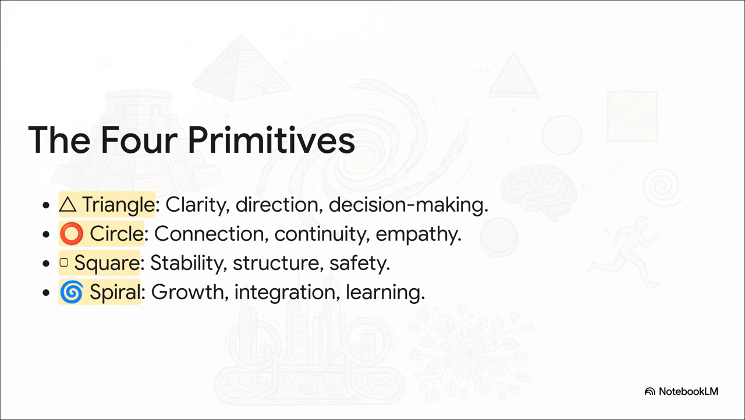Okay, so that's the physics, but how does this apply to us, to our minds? Well, here's where it gets really interesting. The theory proposes that our consciousness actually uses a kind of geometric language. It says we use these 4 primitives to build our thoughts. So the sharp focus of a triangle is mapped to decision-making. The inclusive, connecting nature of a circle is linked to empathy. The solid, stable foundation of a square represents safety. And the beautiful, evolving spiral, that's our capacity for learning and growth. It's like a whole new vocabulary for our inner world.